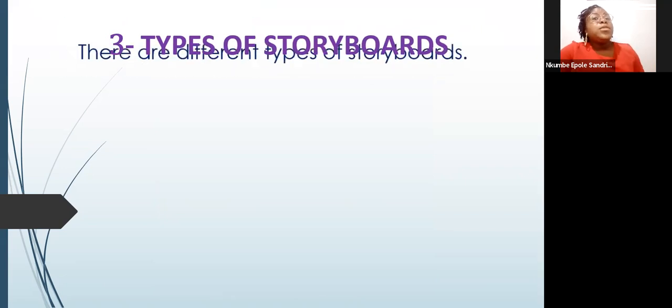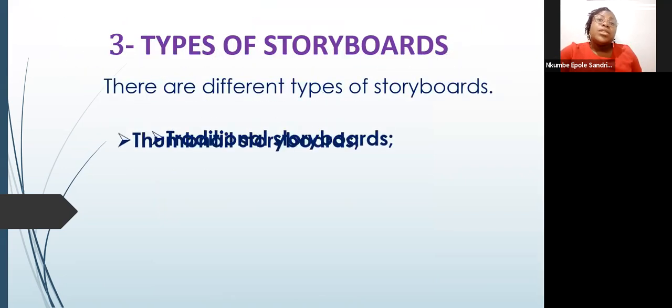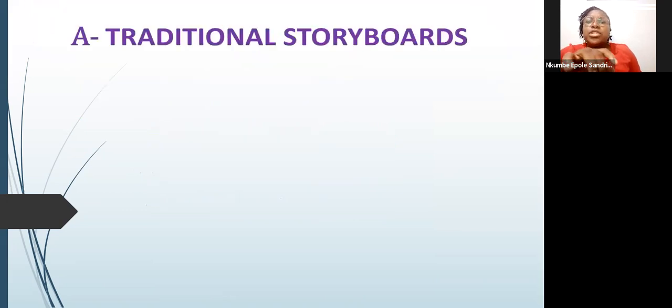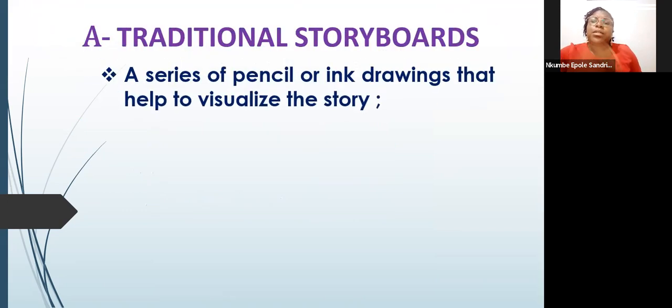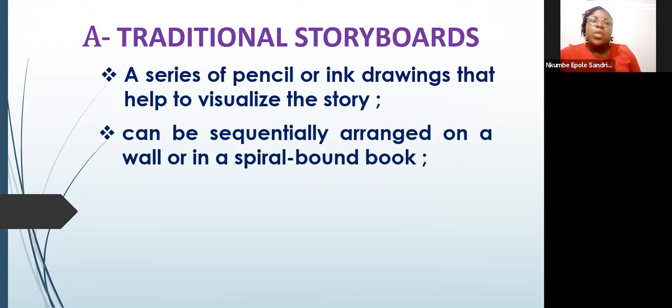There are different types of storyboards, but I'm going to talk about three. One, the traditional storyboards, the thumbnail storyboards, and animated storyboards. What is a traditional storyboard? Traditional storyboards are usually when we use paper and pencils to draw, to illustrate and bring a visual image about what we want the learners to learn.